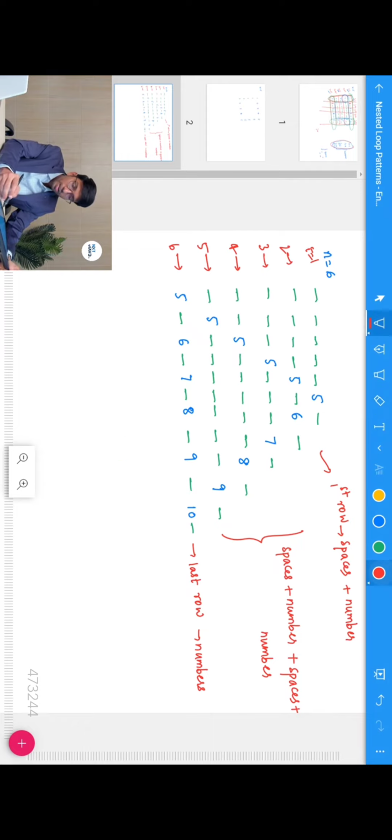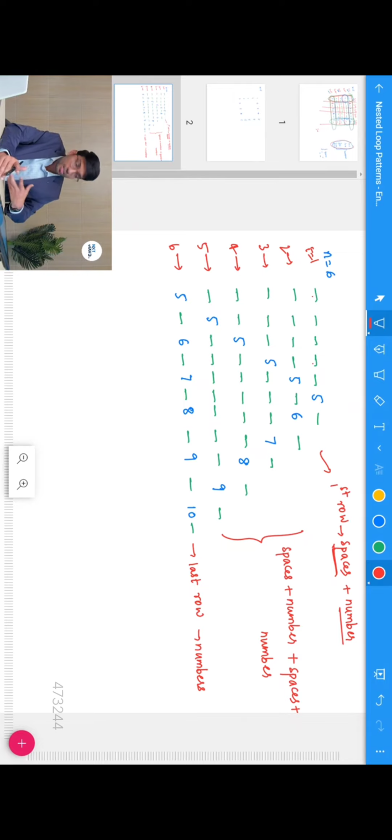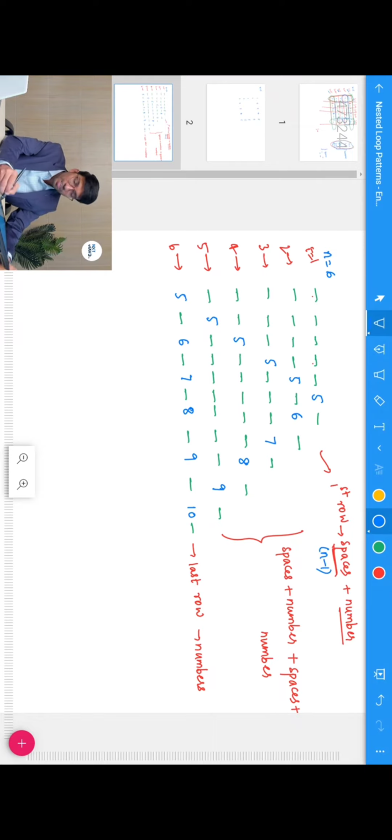What is the first row? We have spaces, we have number. How many spaces are there? We have 1, 2, 3, 4, 5. 5 spaces, which is nothing but 6 minus 1. You can try this for different n's, and you will find that in the first row you'll have n minus 1 spaces. After that, we'll just have a number. The first row always starts with 5, so we have 5 followed by a space. So this is the first row. We can easily generate the first row. So if i equal to 1, we'll generate this row.